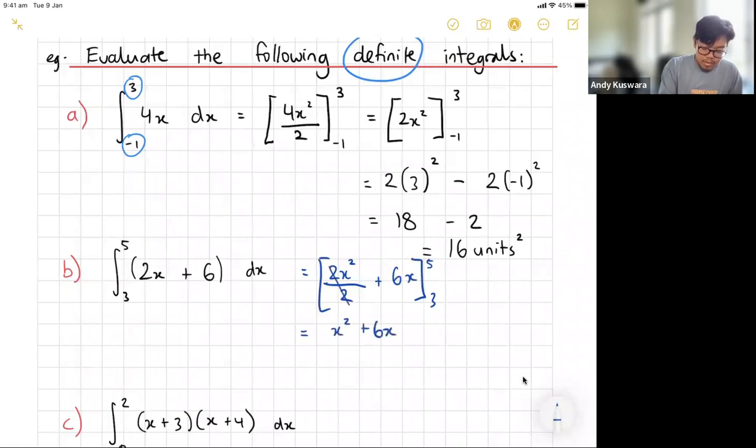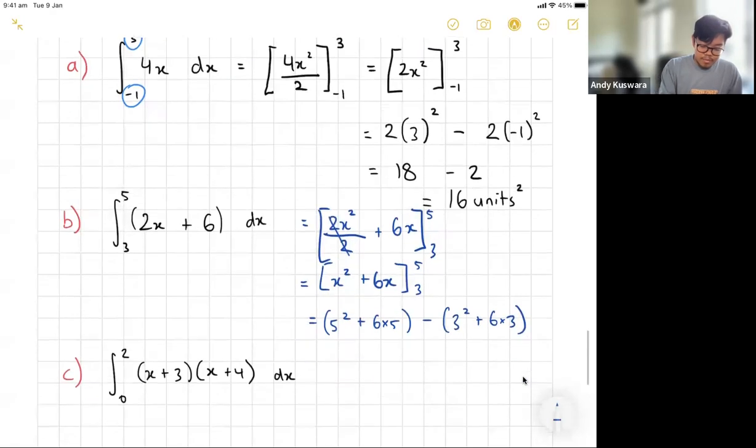X squared plus 6x. That's now my integration between 5 and 3. Now, to evaluate it, we substitute in the top value, and then we substitute in the bottom value, and we minus them from each other. So this is going to be 5 squared plus 6 times 5. And I'm going to take away 3 squared plus 6 times 3. Just substituting in those values. And let's see what that gives us.